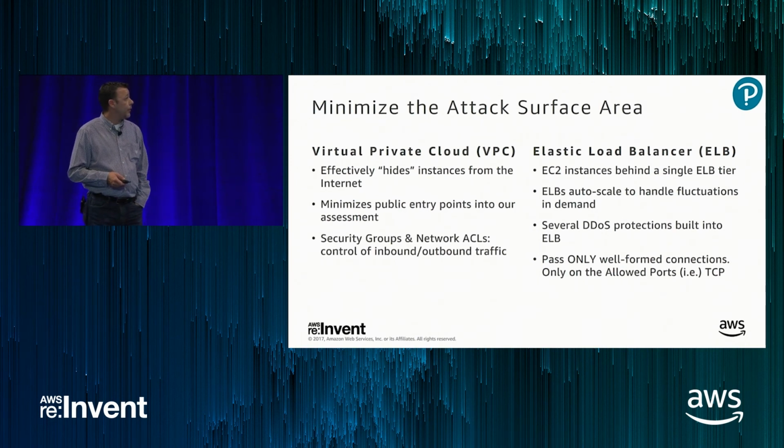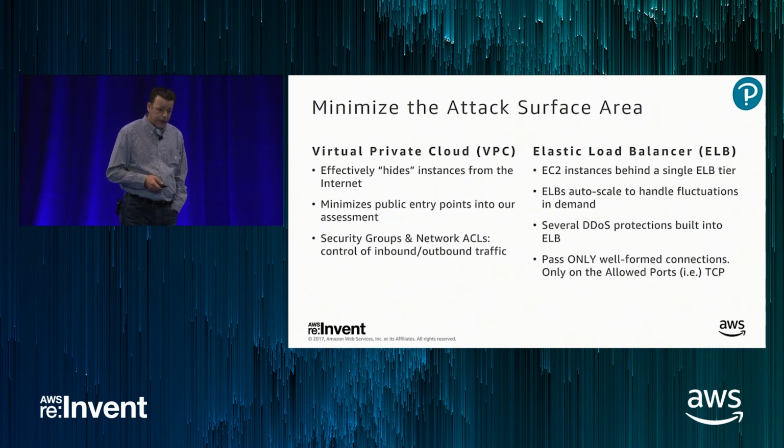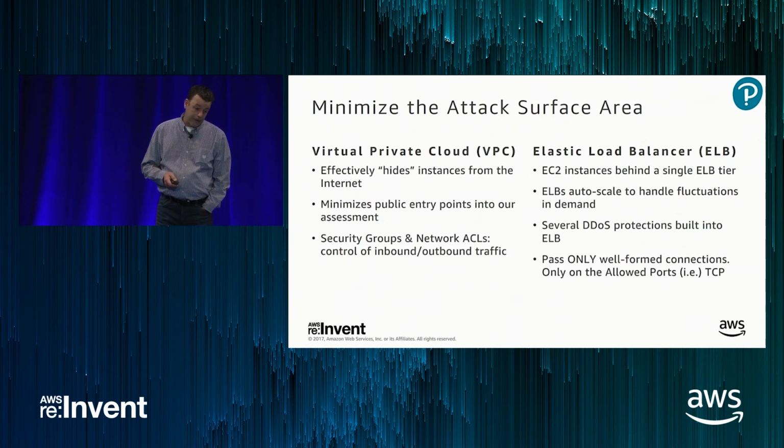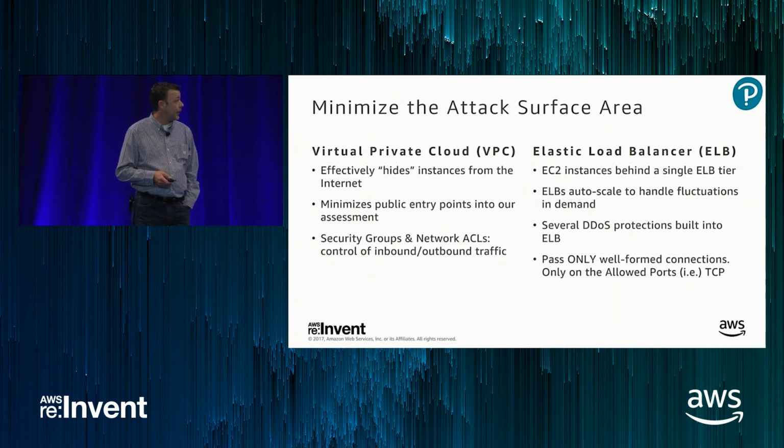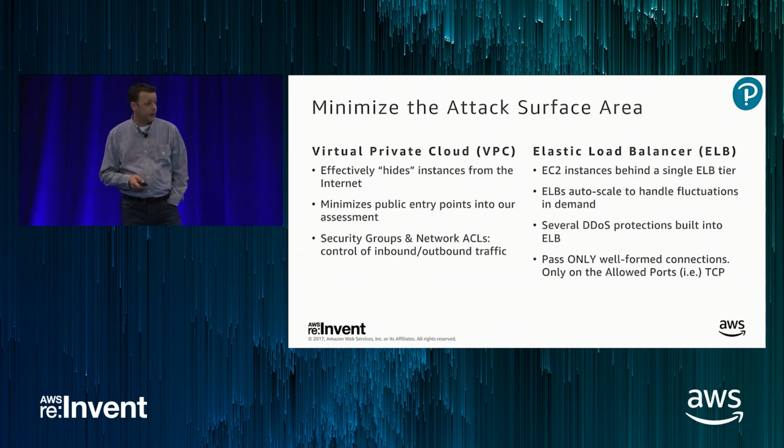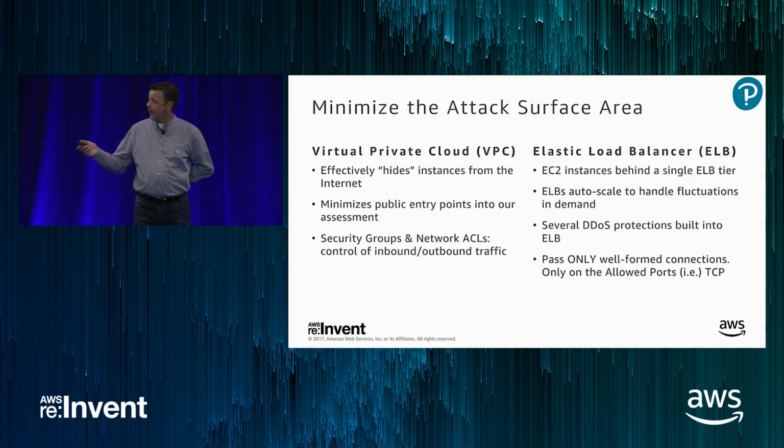ELB: we started our AWS journey about 6 years ago. Started on ELB 1. We had our EC2 instances behind a single ELB tier. We auto scaled to handle fluctuations, and we had several DDoS protections built into the ELBs from Amazon. Early days, those of you that were on the private preview with Amazon and went into the DDoS protection service will remember the little emails you got. Every week you'd get a little email saying, we didn't see any notable attacks on your infrastructure.